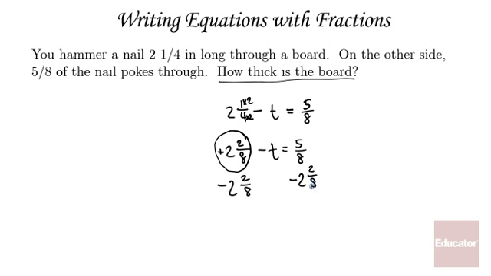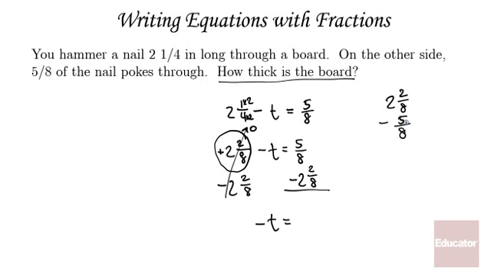Subtract 2 and 2/8. This cancels to 0, and I get negative t equals. Just as in subtracting integers, you have to look at the signs of the fractions. One's a positive and one's a negative. If you remember, in subtracting integers, when the signs are opposite, you have to subtract. So I'm going to take 2 and 2/8 and subtract 5/8 from it.